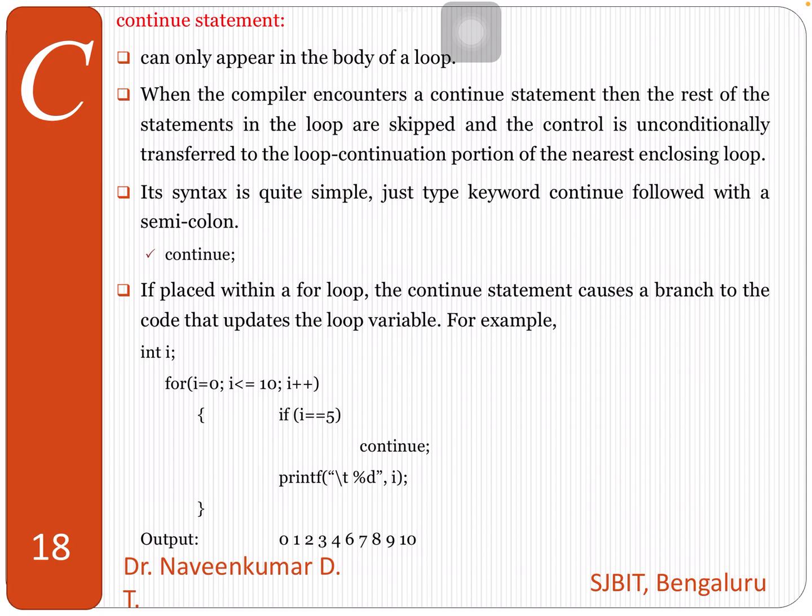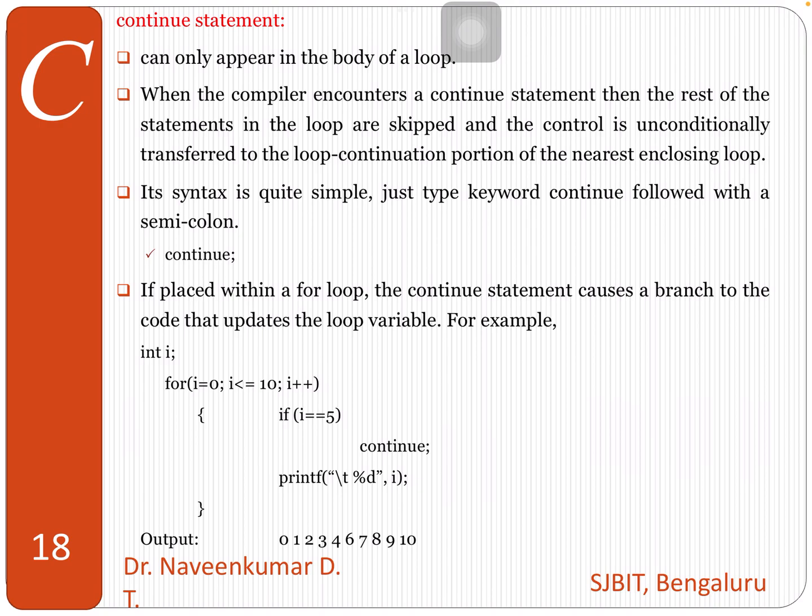A continue statement can only appear in the body of a loop. When the compiler encounters a continue statement, it skips the rest of that iteration of the loop only once, and again it comes back to the same loop. When the continue statement is encountered, it will skip the remaining statements and go further. The statement is like this: continue followed by a semicolon. We'll see one example of how this continue statement works.